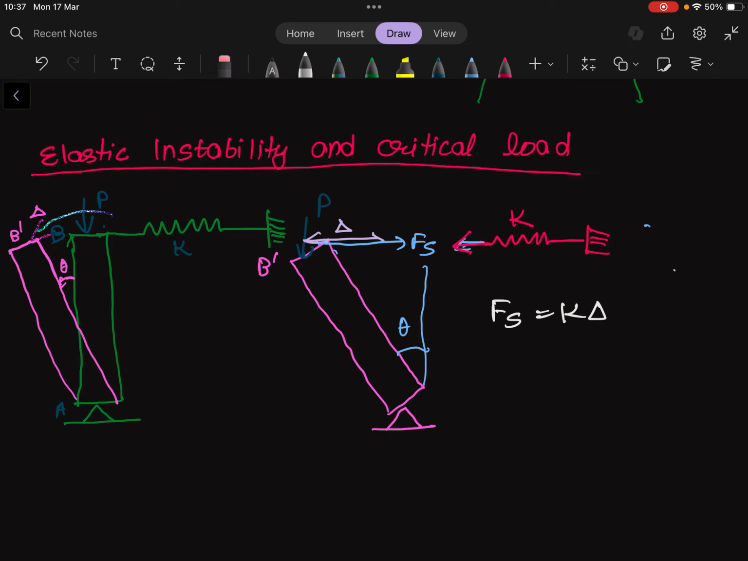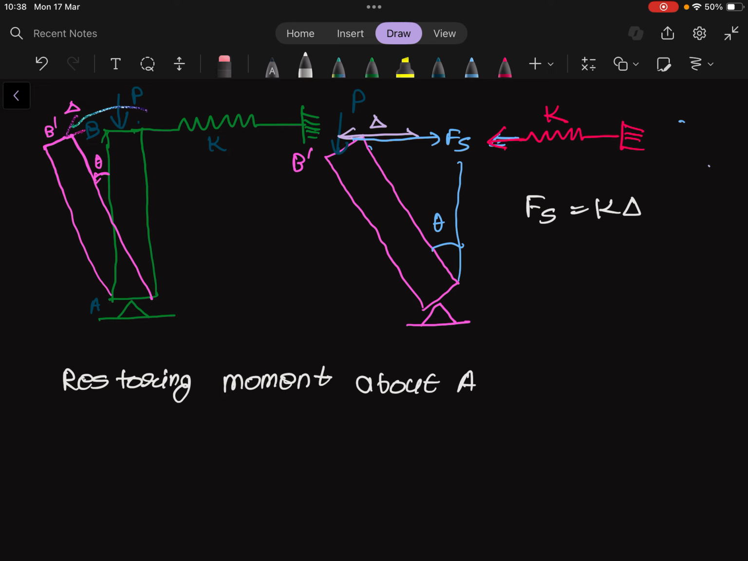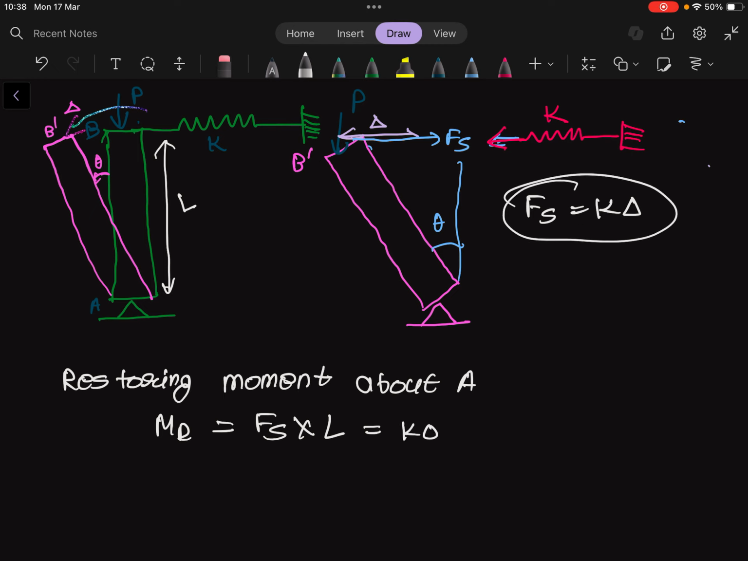So we can find the restoring moment for this condition. We can write the restoring moment about A, MR, is equal to Fs into L. L is the length of the member. So it is equal to, substituting Fs as K delta, K delta into L.